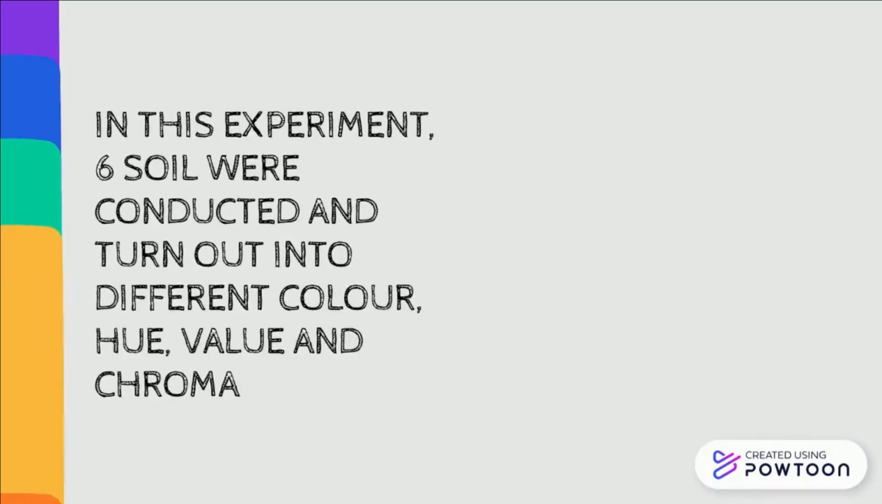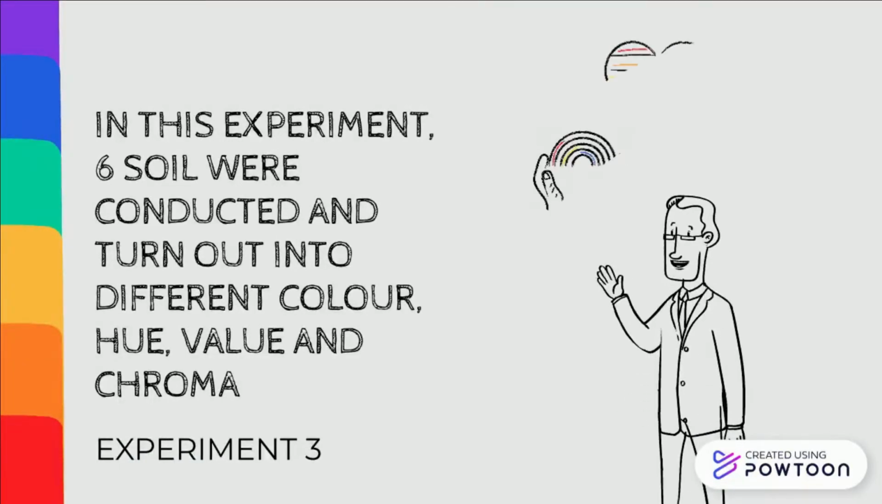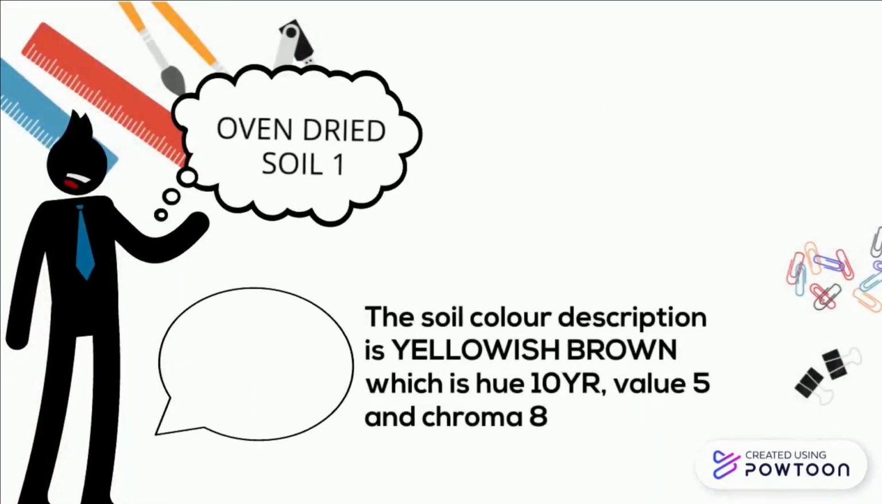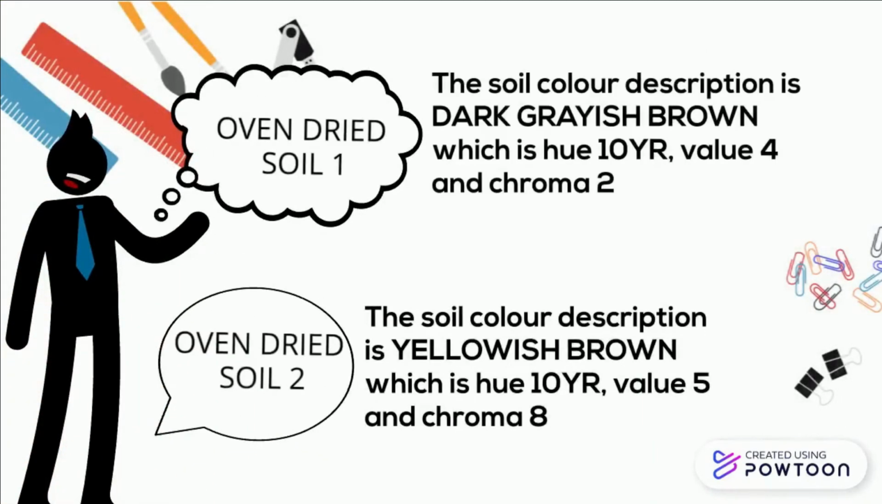In this experiment, 6 soils were tested and turned out to have different colors, hue, value, and chroma. For our dried soil 1, the soil color description is dark grayish brown, which is hue 10YR, value 4 and chroma 2. And for our dried soil 2, the soil color description is yellowish brown, which is hue 10YR, value 5 and chroma 8.